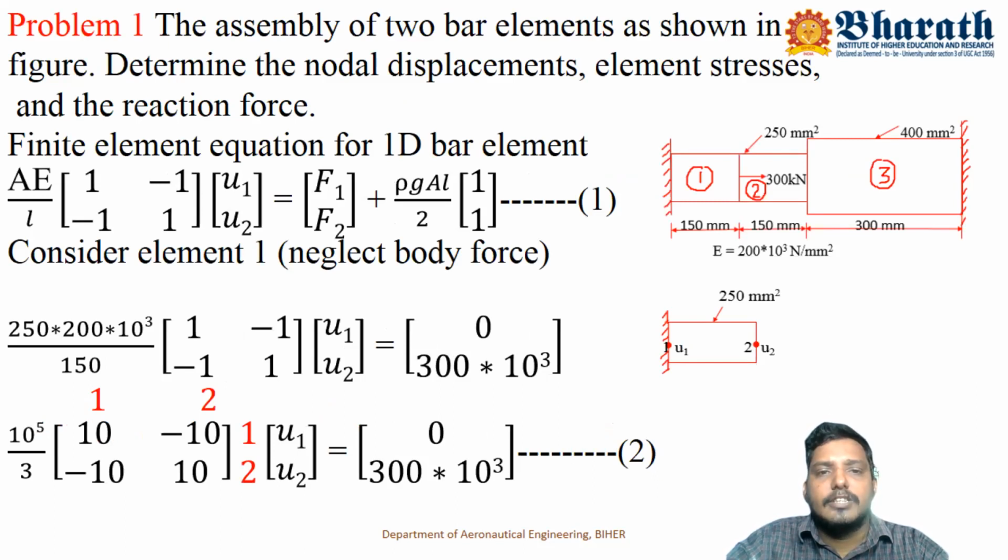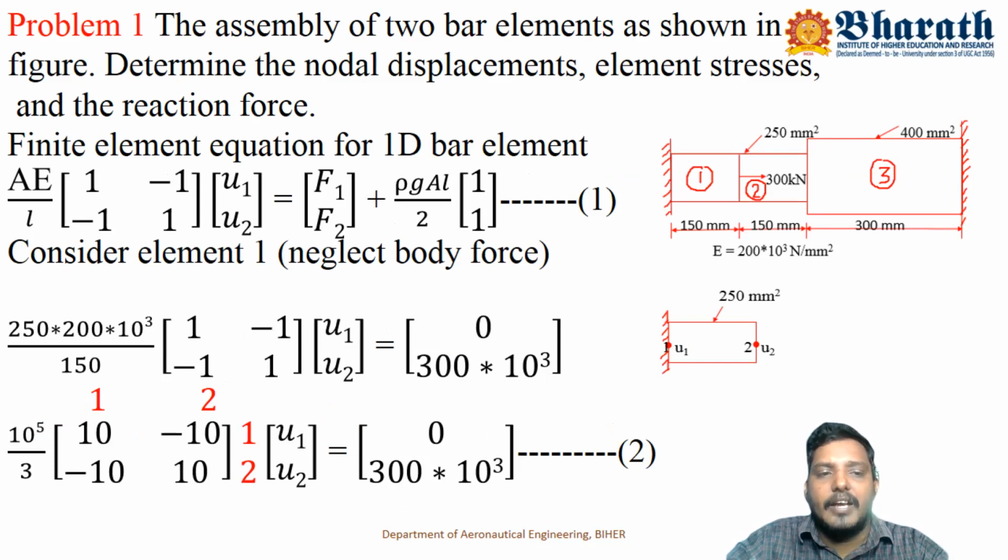Consider the assembly of bar elements as shown in the figure. Determine the nodal displacements, element stresses, and the reaction forces. Here the given structure is divided into 3 elements. Element 1 consists of nodes 1 and 2. Element 2 consists of nodes 2 and 3. Element 3 consists of nodes 3 and 4. Then what is your finite element equation for a one-dimensional bar element? We derived it in the previous slide.